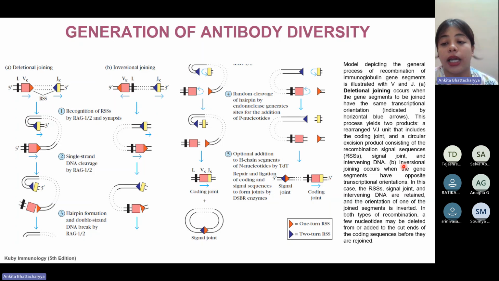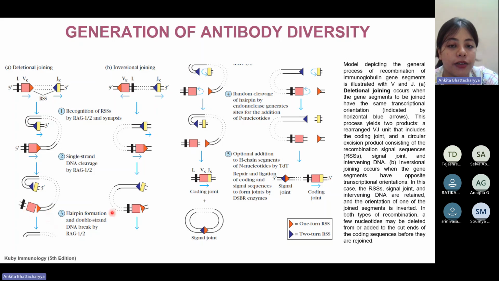through inversional joining. So in case of the deletional joining, you see that there is a recognition signal sequence which is present, which is identified by RAG1 or RAG2. RAG1 is a recombinase which facilitates this process. There is synapsis. Synapsis means the alignment of homologous regions. So there is a search for regions of homology, and once that is found, alignment has occurred. Then there is single strand cleavage by RAG, and you can see that upon cleavage, these regions are opening up.